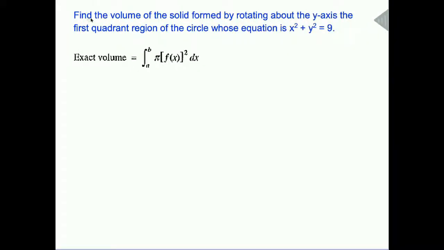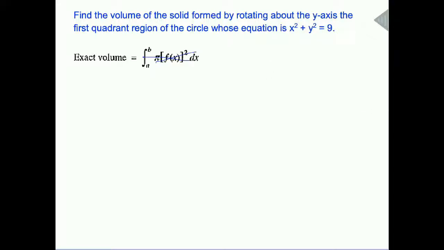We have a couple more that we want to look at. This one says, find the volume of a solid formed by rotating about the y-axis. So we're doing the y-axis again. So this actually isn't going to be in effect. The first quadrant region of the circle whose equation is x squared plus y squared equals 9.